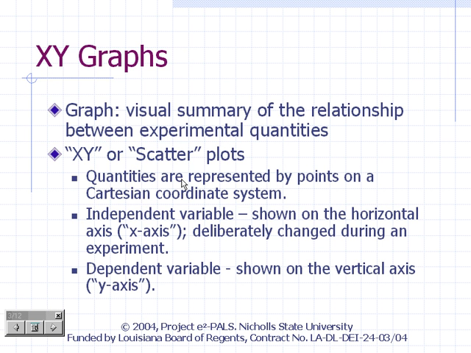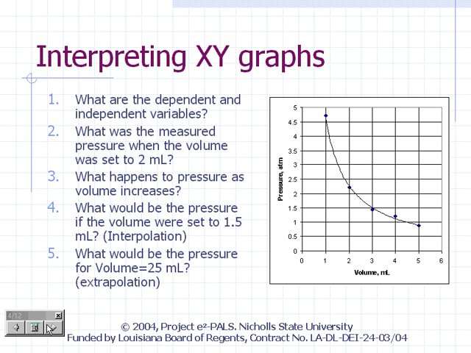The quantity that we deliberately change during an experiment or a series of experiments is called the independent variable. The independent variable is typically assigned to the horizontal axis, which is commonly referred to as the x-axis. The other variables are called dependent variables and are assigned to the vertical axis, which is commonly referred to as the y-axis. Interpreting an XY graph is a very important skill to learn in science.